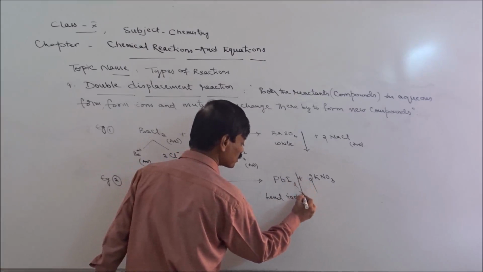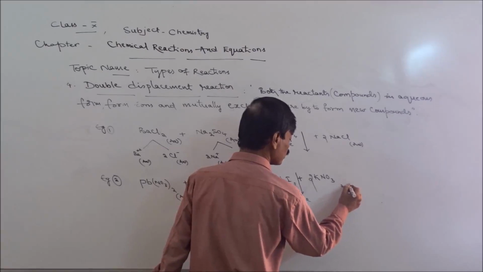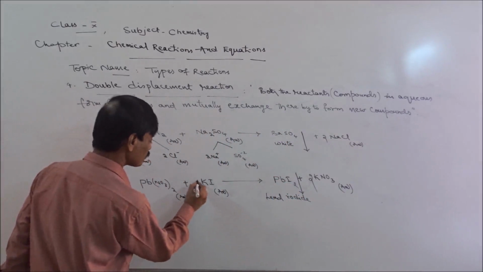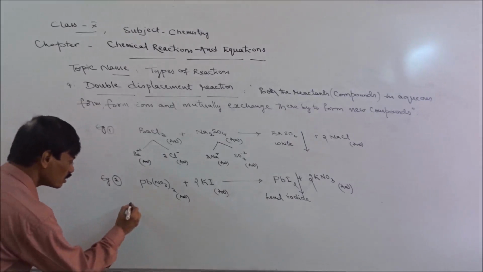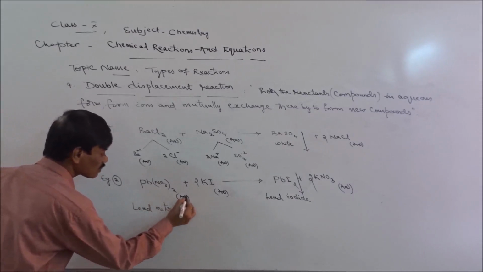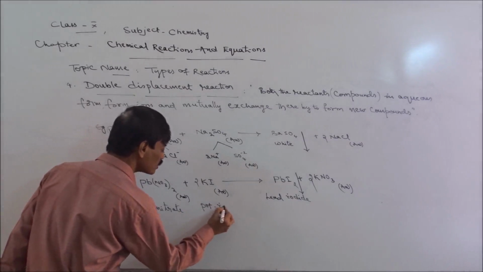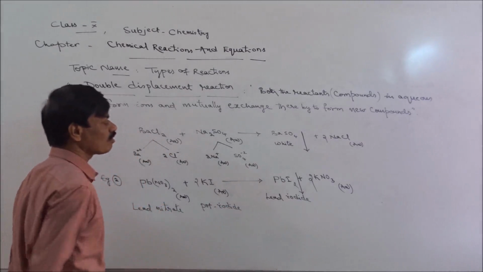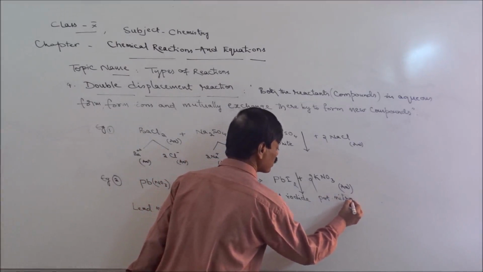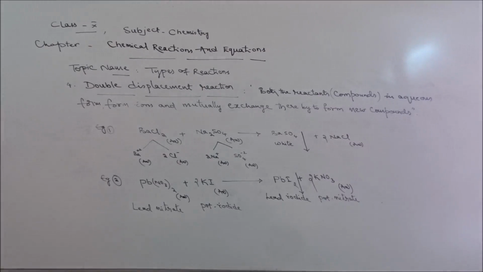and this is a precipitate, and then potassium nitrate is in aqueous form. KNO3 is potassium nitrate. My entire equation is balanced. So the reactant is lead nitrate and the other reactant is potassium iodide. And KNO3 is potassium nitrate.